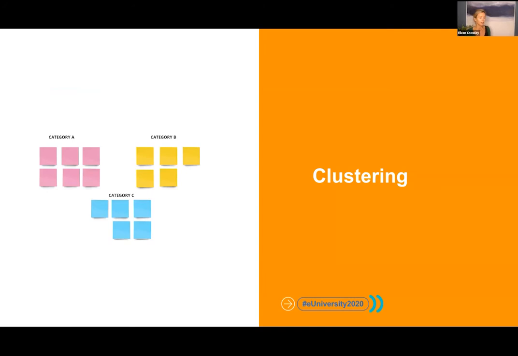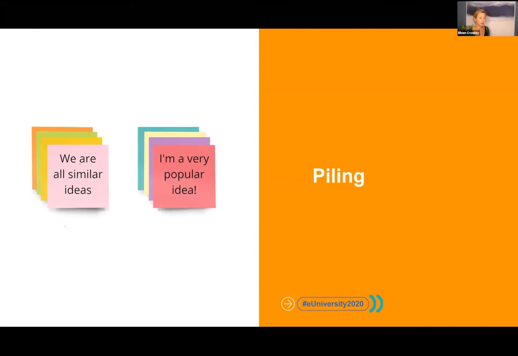Okay, so clustering looks like this. It's based on putting things together that have something in common. So it's a great way of exploring and understanding relationships between ideas. And it helps us to discover embedded patterns in group thinking. So it helps us to see how a group thinks about a particular subject by sorting and clustering ideas together.